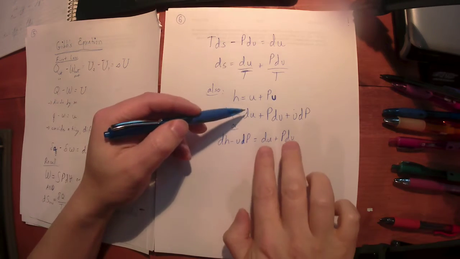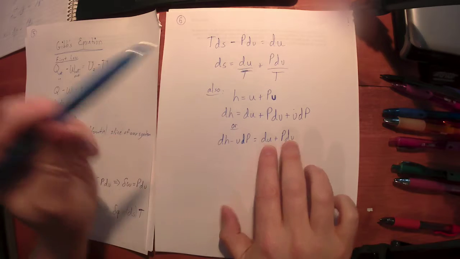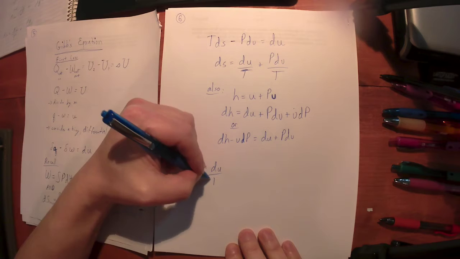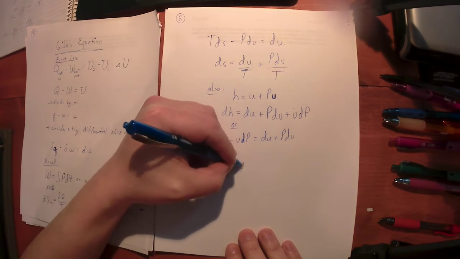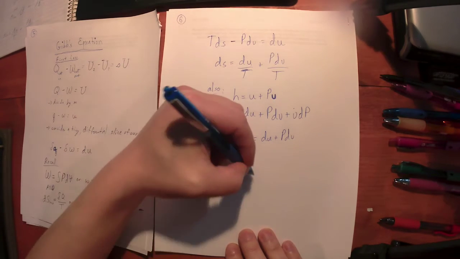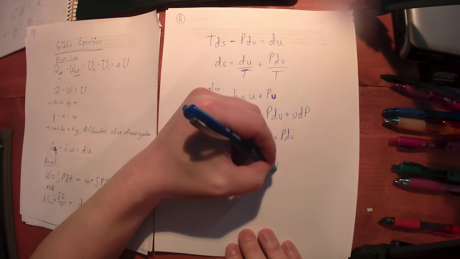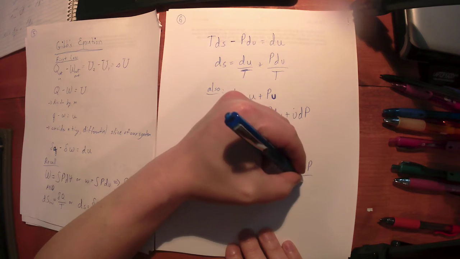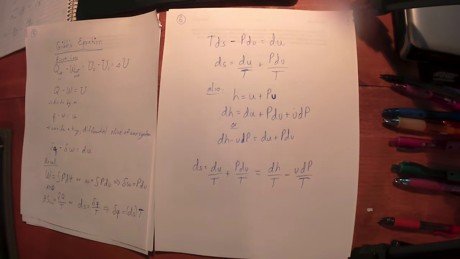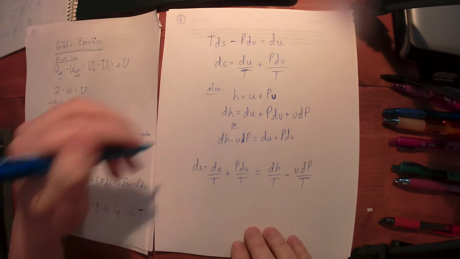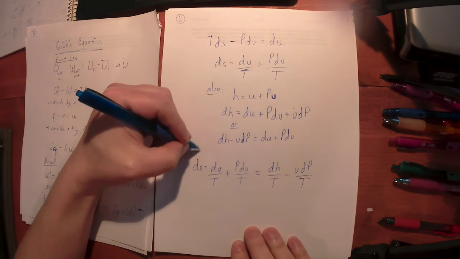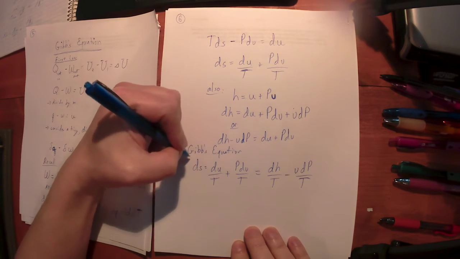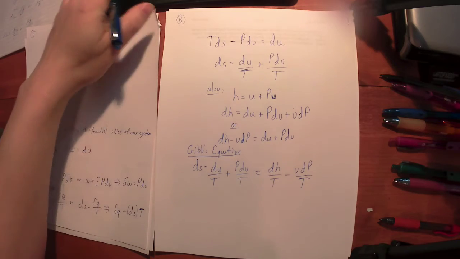And if I look at that here, plug this in, so dS I can represent a couple of ways. du over T plus P dV over T. We had that earlier. And that's also equal to dH over T minus V dP over T. This is Gibbs equation. In its pure, raw, differential form, this is Gibbs equation.